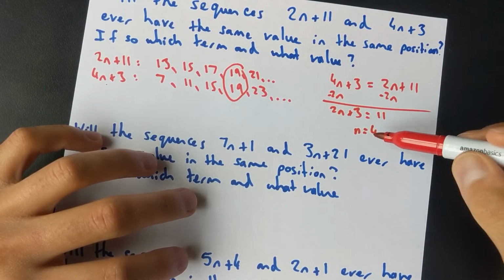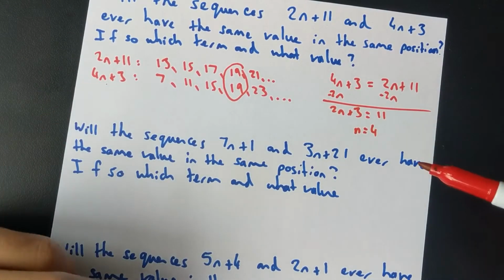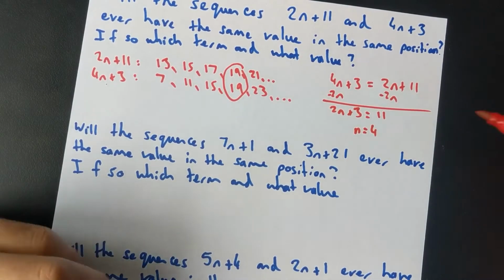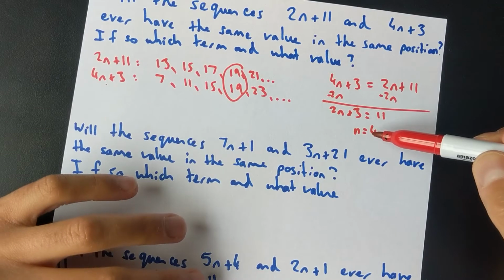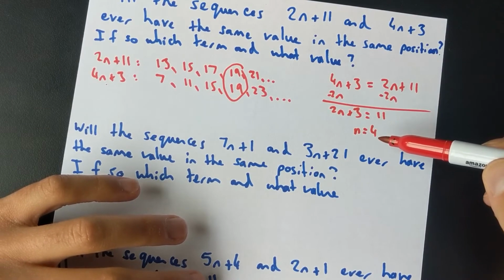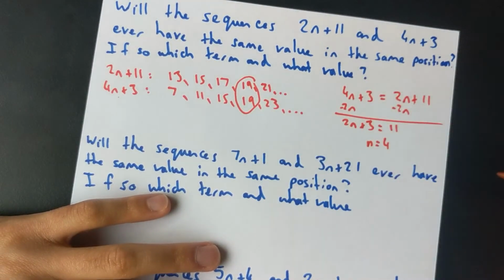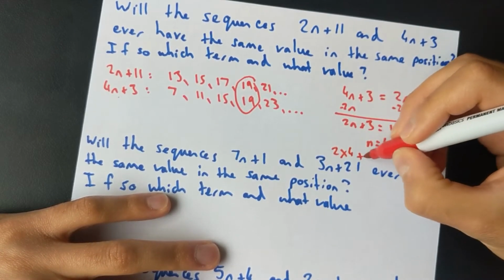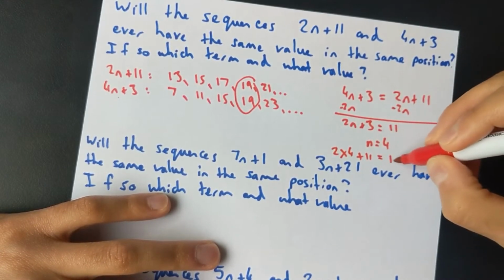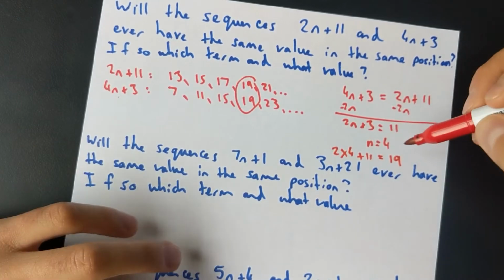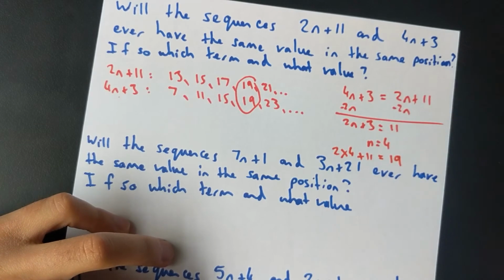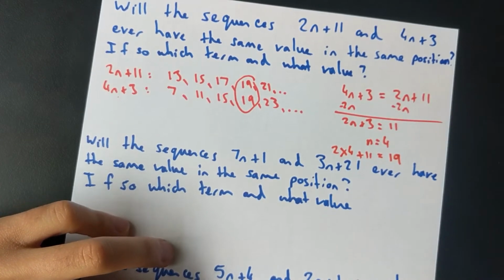Now that tells me they are exactly the same in the fourth term. And the question is, what value would that be? I'd have to substitute this in. It doesn't matter which one I substitute it into. I'm going to go for 2n plus 11 because that looks a little bit easier to me. 2 times 4 plus 11 is 19. So they are exactly the same in the fourth term, and that value is 19.